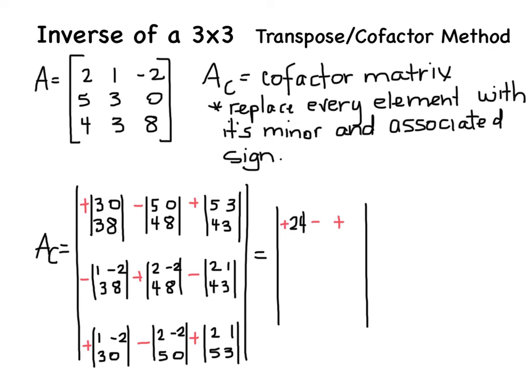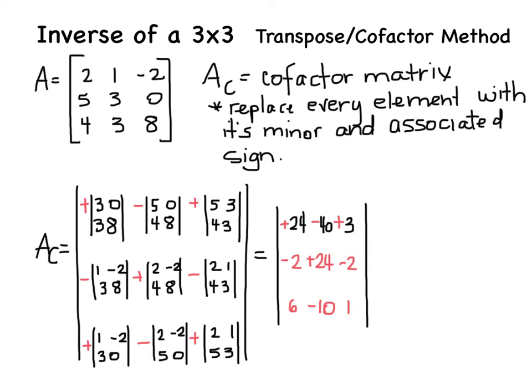And I have 40 subtract 0. So that's going to be 40, but the sign of that element is a negative. 15 subtract 12 would give me 3. Okay? I want you to pause and fill in the rest of this.